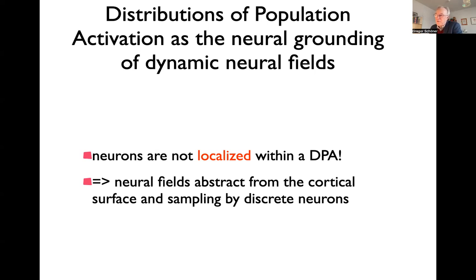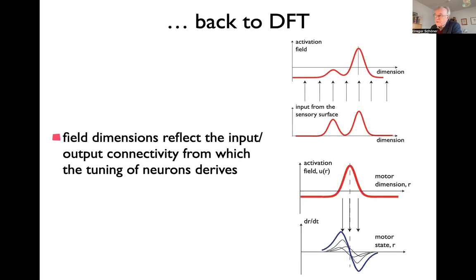And so the field abstracts not only from the cortical surface, but also from the sampling by discrete neurons. And that's also an interesting point of view. That's why we get these smooth patterns. And this whole idea of having continuity is a reflection of the continuity of the tuning curves and not a reflection of the discreteness of neurons. So in DFT, those are our units of representation.